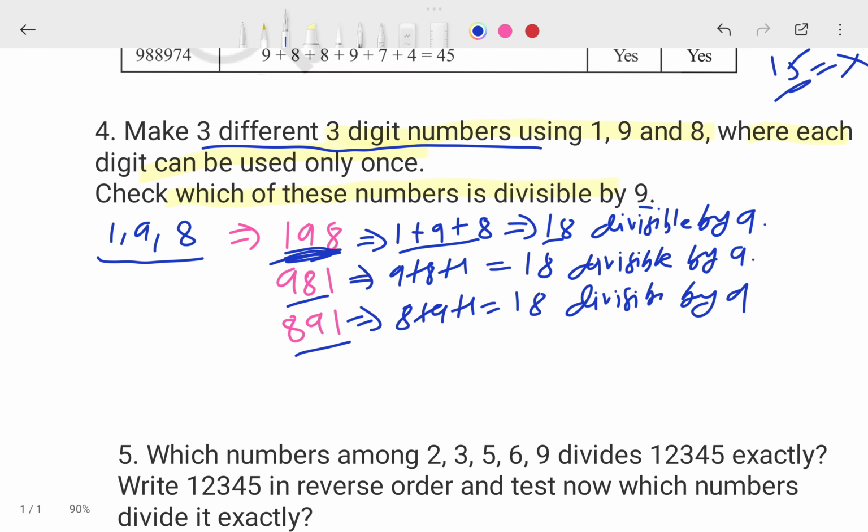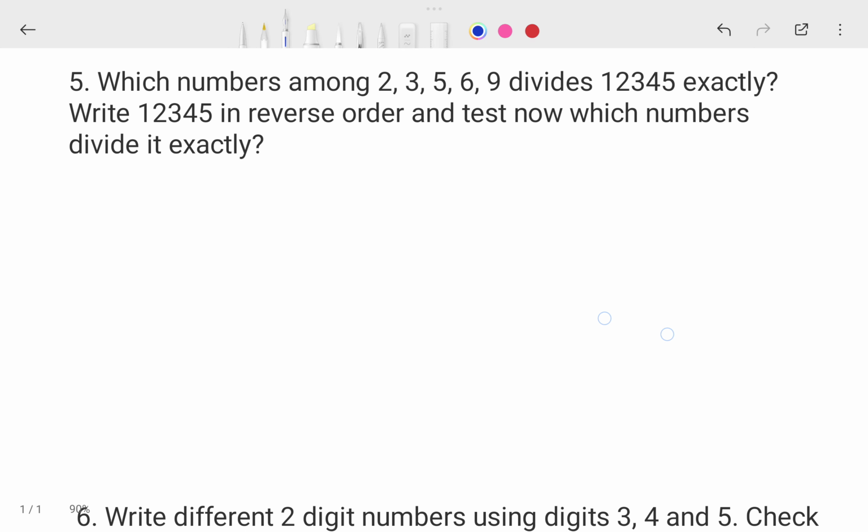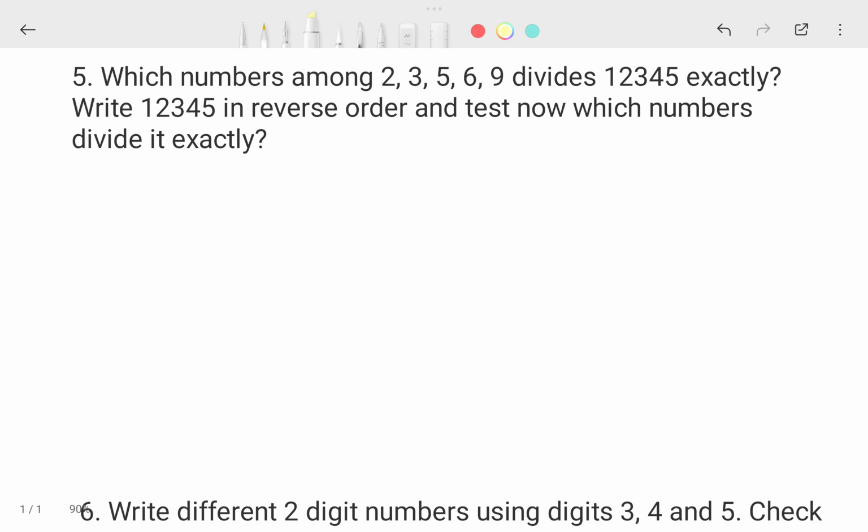Okay, simple, right? Now write the numbers 2, 3, 5, 6, 9 and check the divisibility of 1, 2, 3, 4, 5. Which of these divide it exactly? So this number is given, 1, 2, 3, 4, 5. We have to check whether this is divisible by 2, 3, 5, 6 or not.